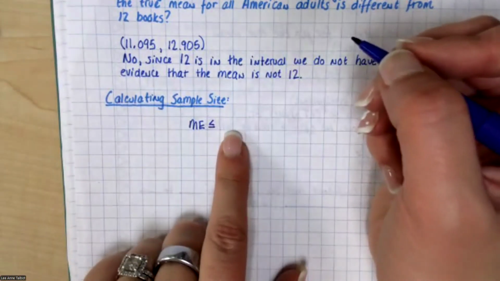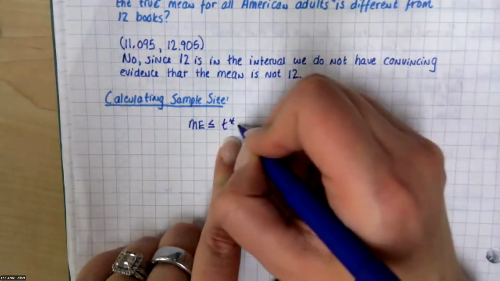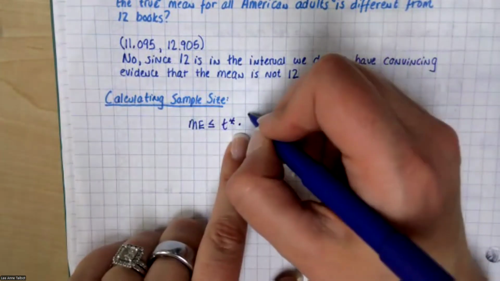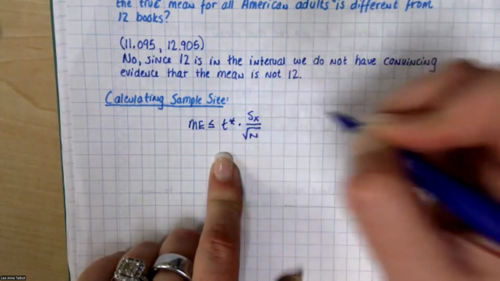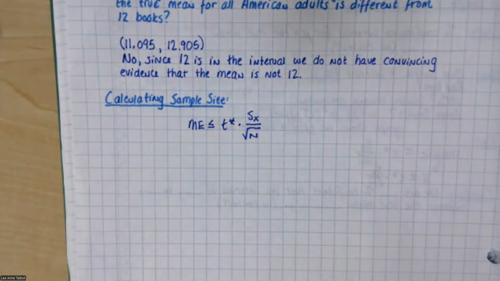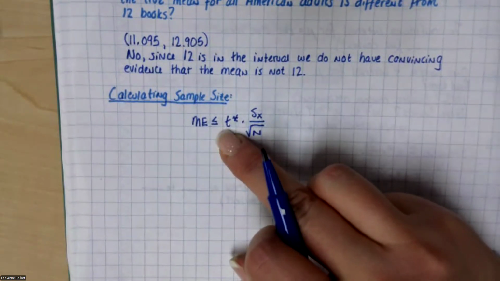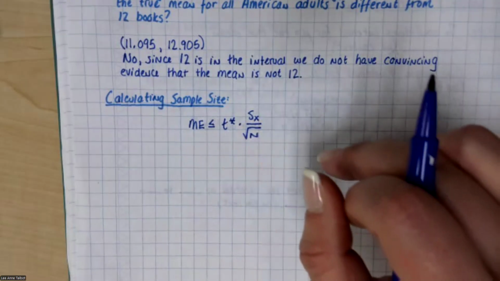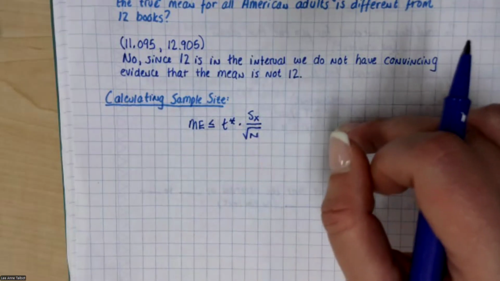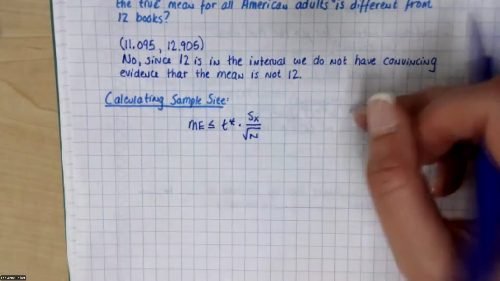the critical value, which for this is not z star, it's t star, times the standard error, which is s sub x over the square root of n. All you're going to have to do is put t star here, s sub x here, margin of error here, and solve for n algebraically. It's much easier than the other one. So divide by t star first.